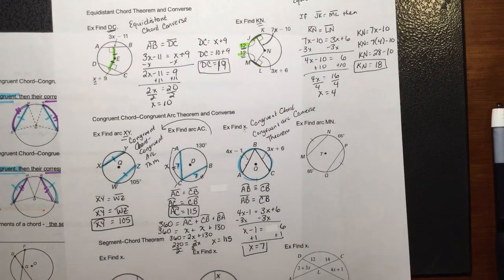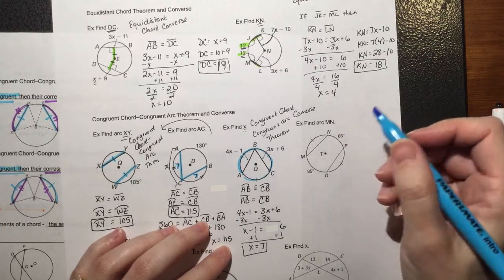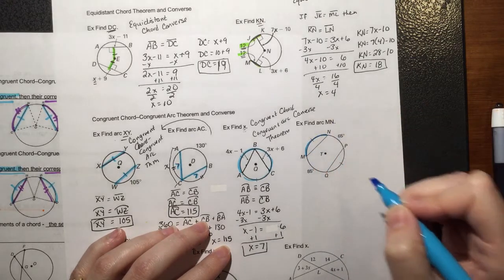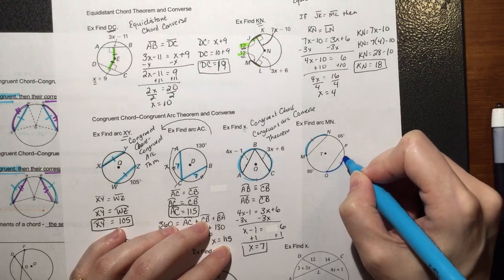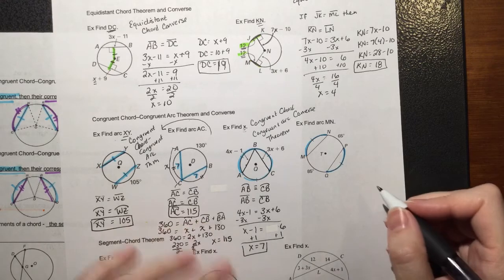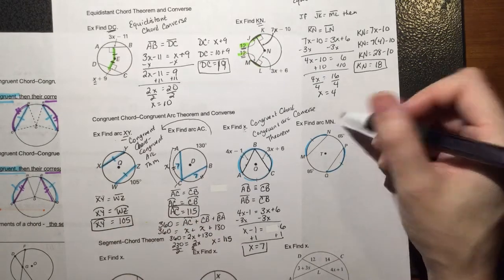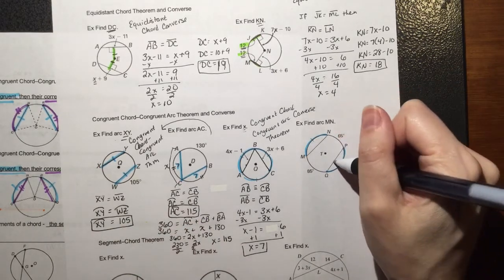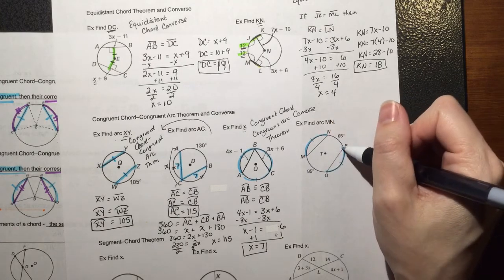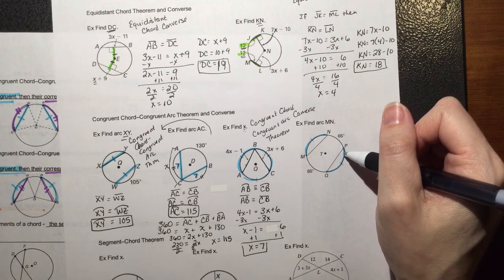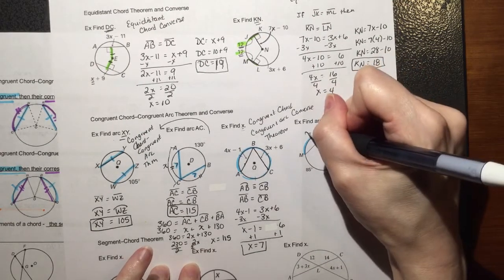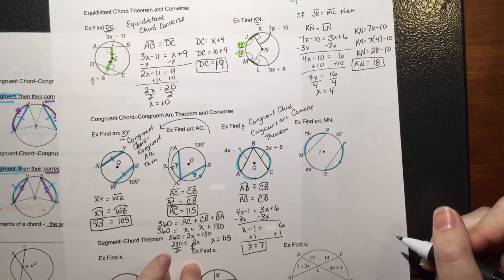Looking at the next one, they want us to find arc MN. So arc MN is right here. There's MN. We know it's equal to QP. We know those two are equal to each other. They don't give us any information on the segments, but we really don't need it because they've already told us that those two are congruent. Well, we know we need that value. We don't know what it is, so let's represent it with an x.